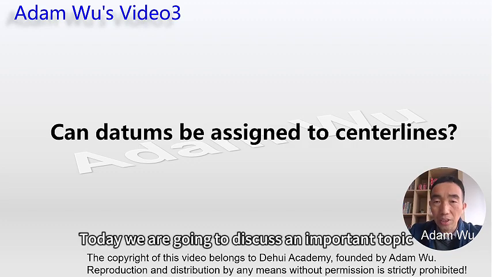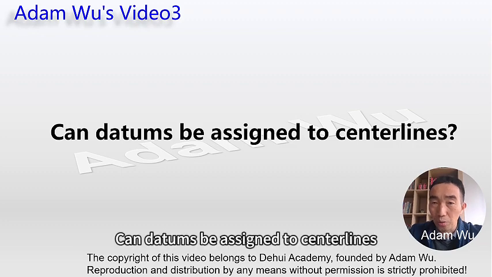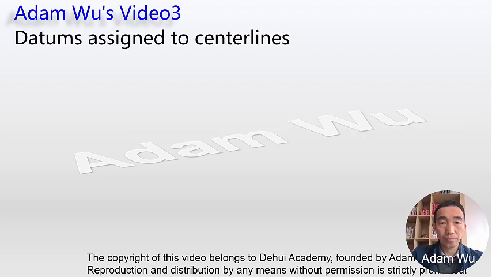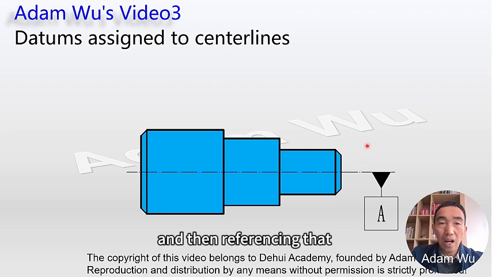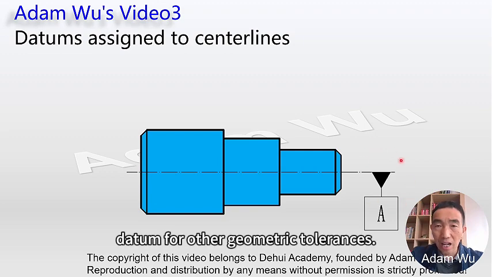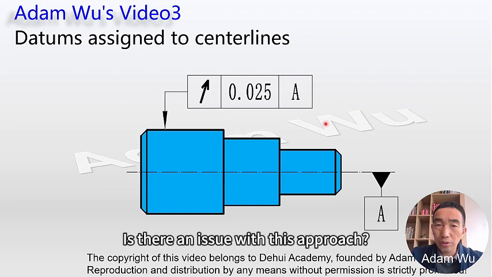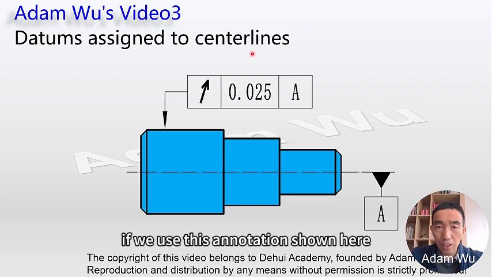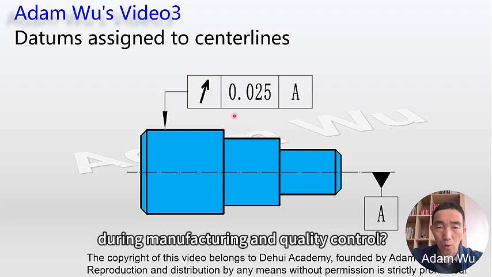Today we are going to discuss an important topic. Can datums be assigned to centerlines? We often see some engineers assigning datum to a centerline, and then referencing that datum for other geometric tolerances. Is there an issue with this approach? In other words, if we use this annotation shown here, will it cause problems during manufacturing and quality control?